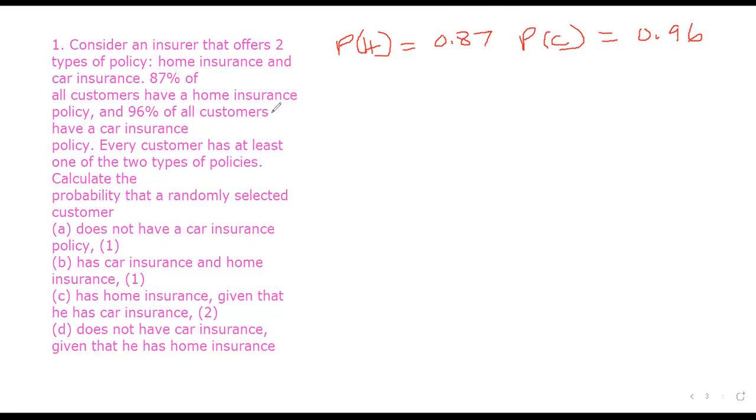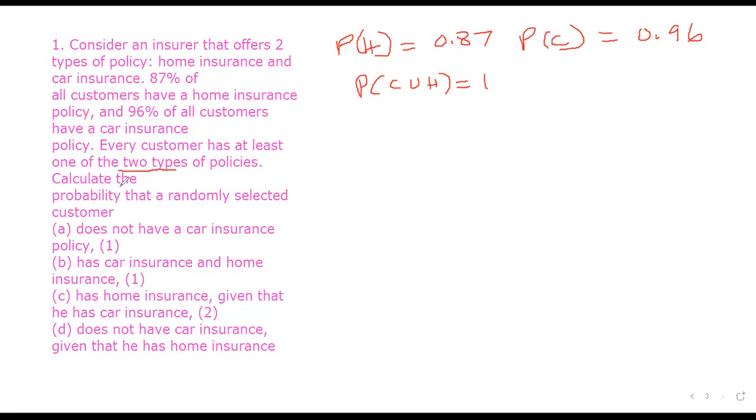Then every customer has at least one of the two. So when we add these two, the total must be at least 100%, meaning each customer should have at least one. So C union H is equal to 1.